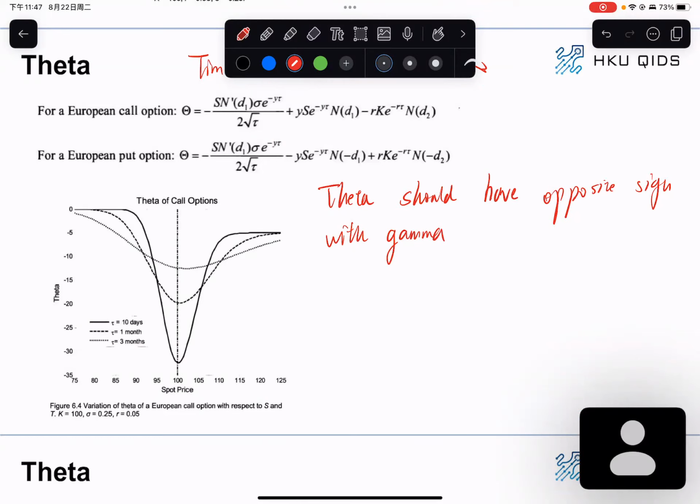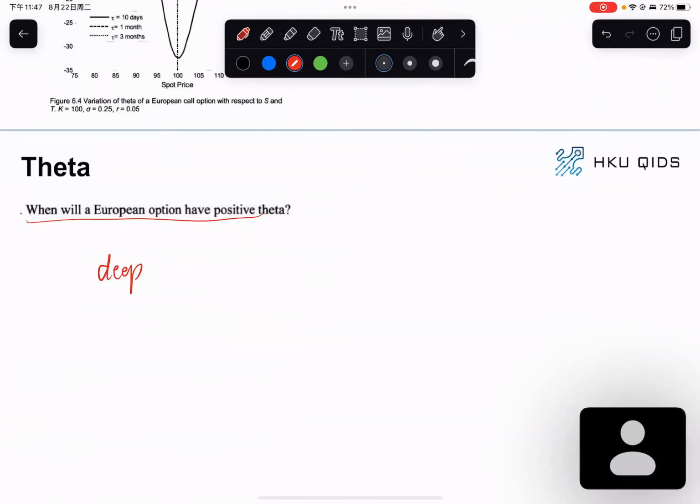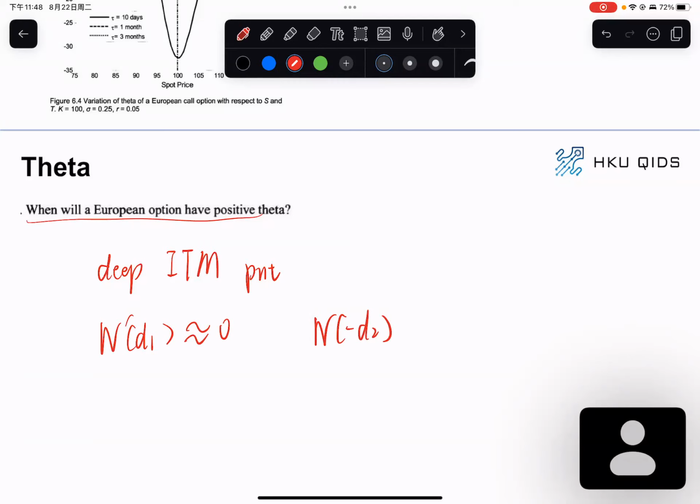For most cases, such as plain calls and puts, gamma is always positive and theta is almost always negative, but there is a case with a deep in the money put. Okay, so how is that? If it is super deep in the money, N'(d1) is almost equal to 0, and N(negative d2) will be almost around 1.